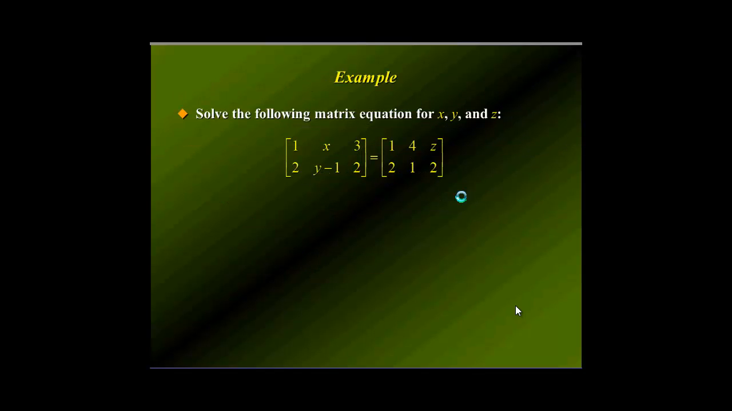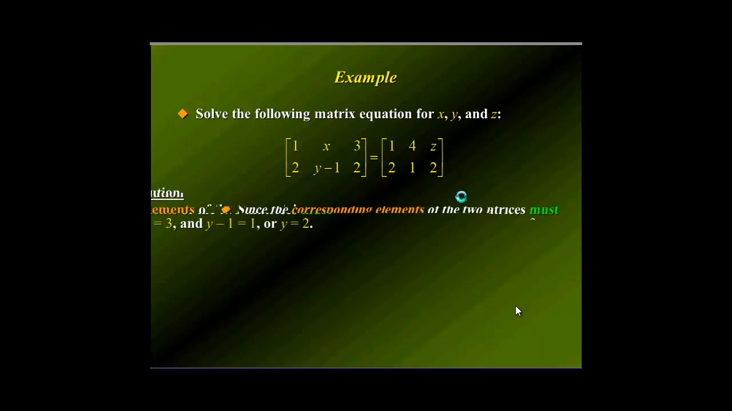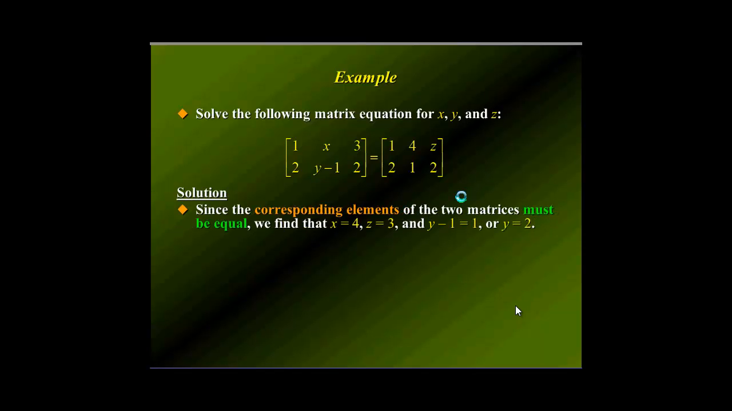There are two matrices. Solve the following matrix equation for x, y, and z. What is the value of x? If two matrices are equal, then what do we have to do? We will see that x is equal to 4 and z is equal to 3.